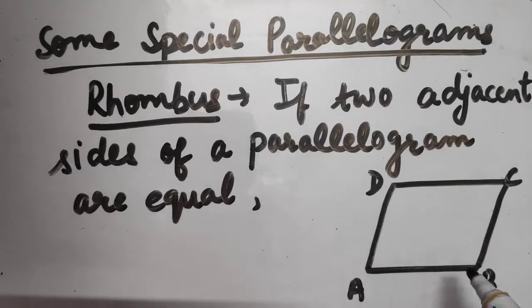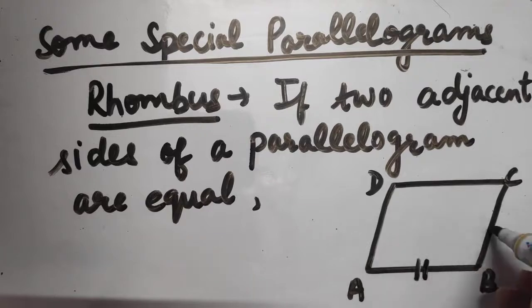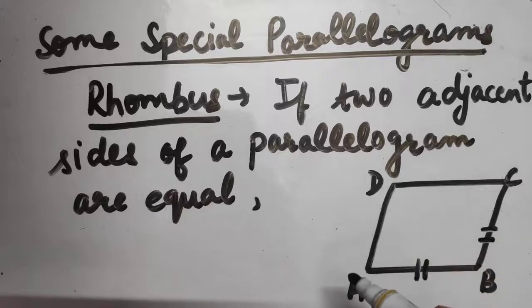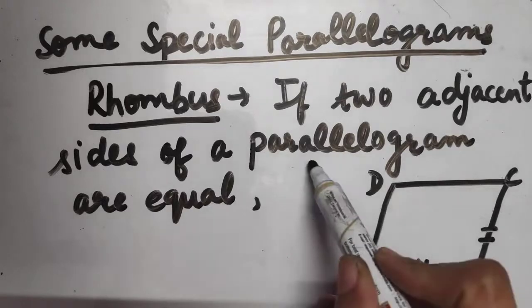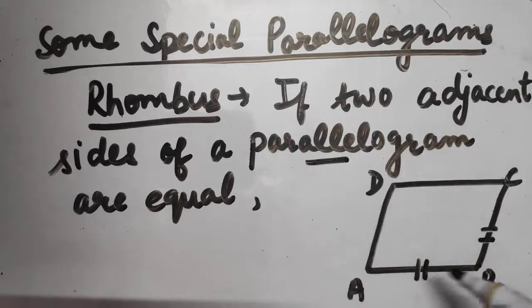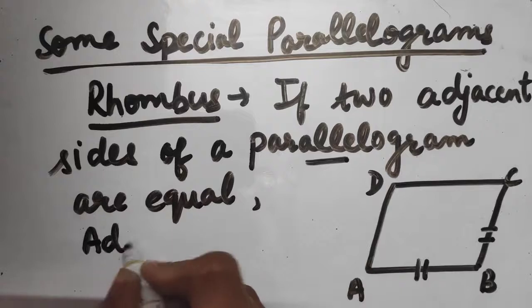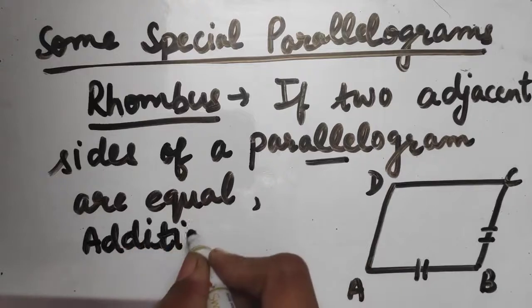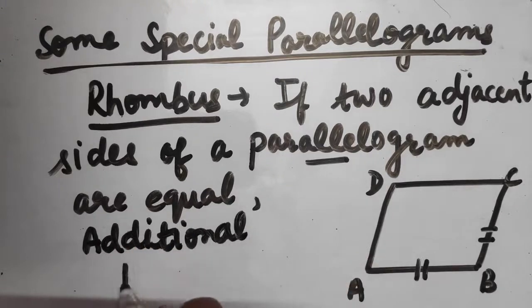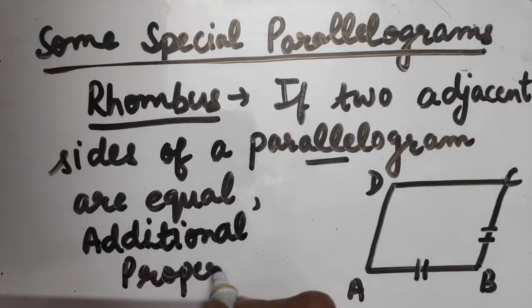In this figure, AB is equal to BC. So ABCD is a rhombus. Now, since every rhombus is a parallelogram, therefore it has all the properties of a parallelogram. Now, there are a few additional properties of a rhombus. So let us see what those properties are.